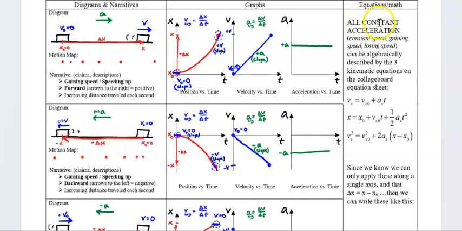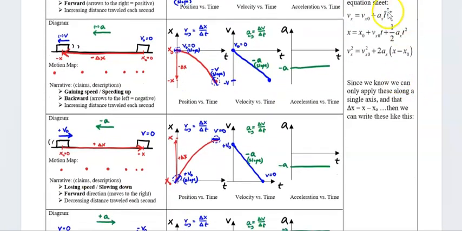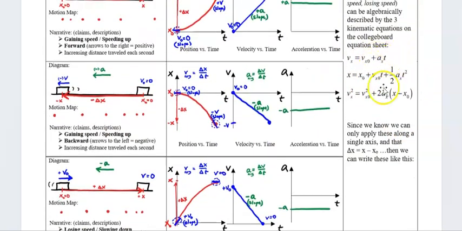So assuming that we have a constant acceleration, because that's what we had in all of these situations we drew here, that includes not only gaining or losing speed, but also constant speed. And constant speed would have 0 acceleration. So it would be not a positive or negative, but 0 acceleration. Then we can use those three kinematic equations that I showed right here right from the College Board equation sheet.